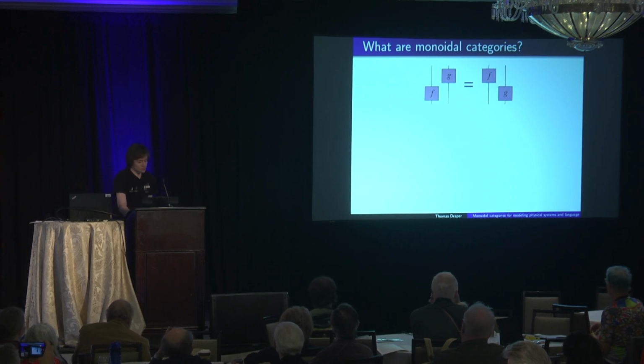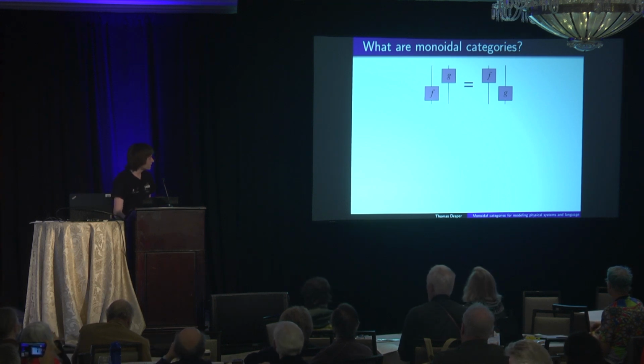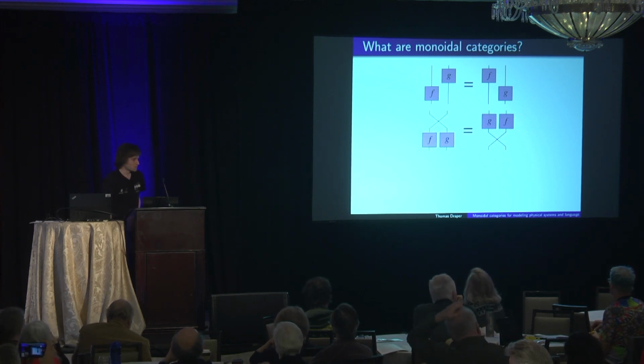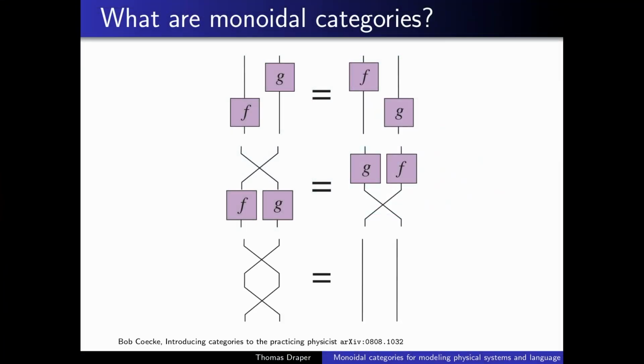And so some more equalities, just to get familiar with these. We can slide the boxes along the wires. It doesn't matter exactly how we draw things as long as they're connected up in the right way. And some more examples of this intuition. If we swap around our wires, we can, again, just drag the boxes along the wires and untangle them.